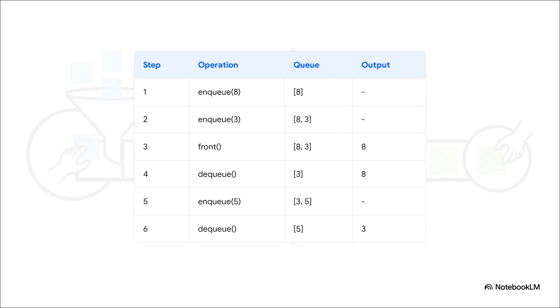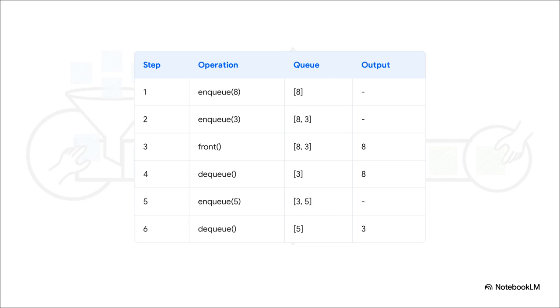All right, step 3, we call front. Now remember what we just said, this just peeks. The queue stays exactly the same, 8, then 3, but the output is 8, because 8 is at the front. In step 4, we finally dequeue. That earliest item, the 8, is officially removed and outputted. That leaves only the 3 in our queue.